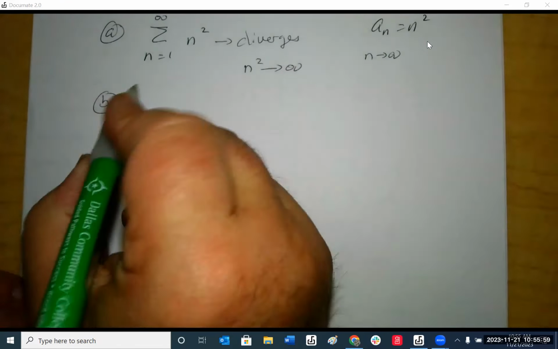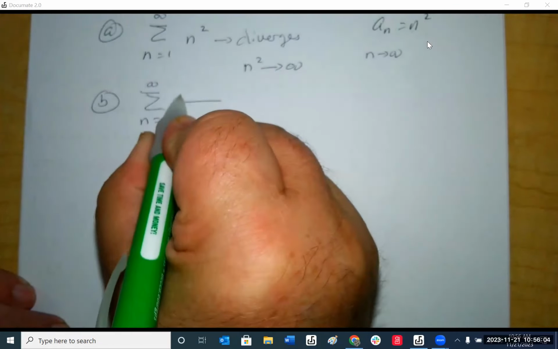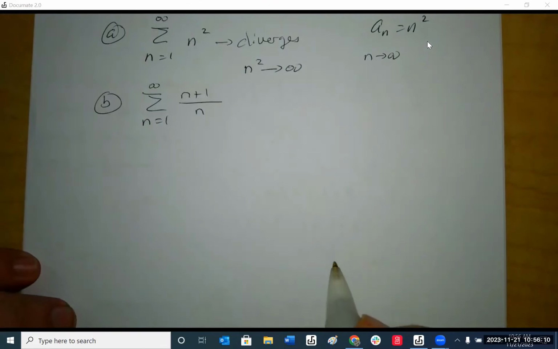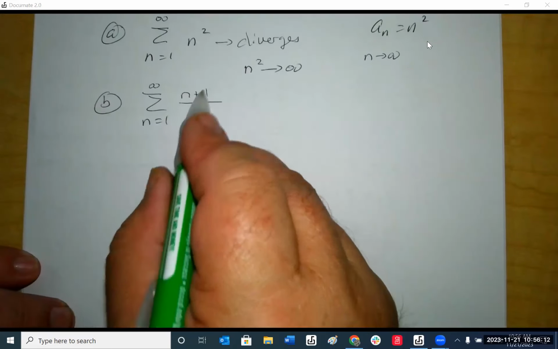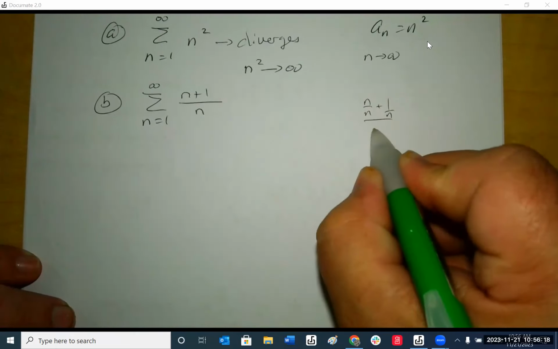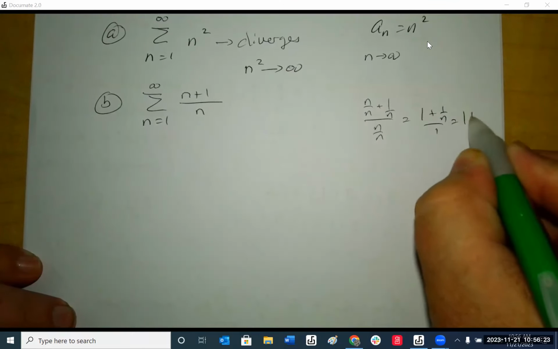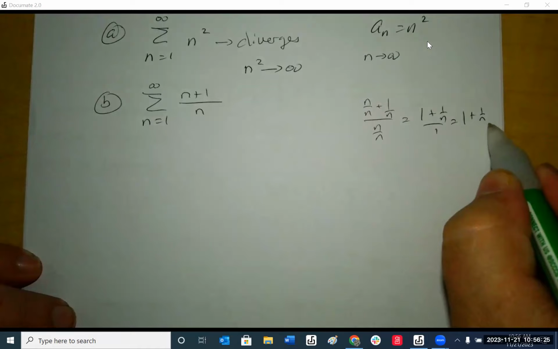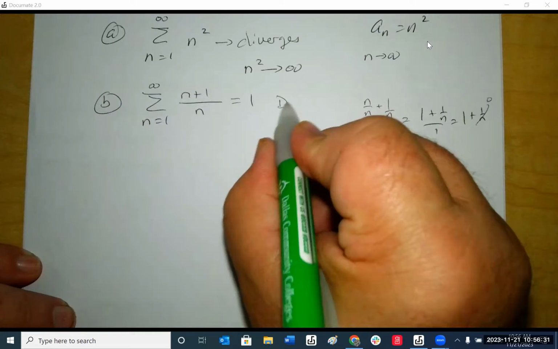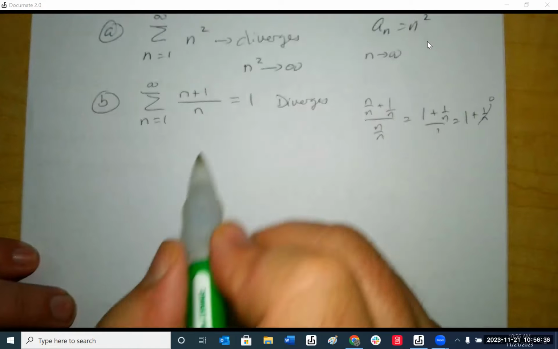The second one, the summation as n goes from 1 to infinity of n plus 1 over n, which we figured out earlier. Remember, as n goes to infinity, we divide each of these by n. There's 1 plus 1 over n over 1. As n goes to infinity, this one goes to 0, this equals 1, so it diverges. It doesn't equal 0.